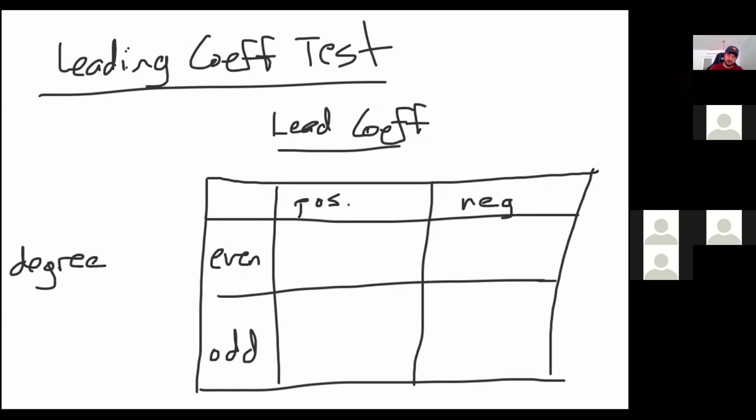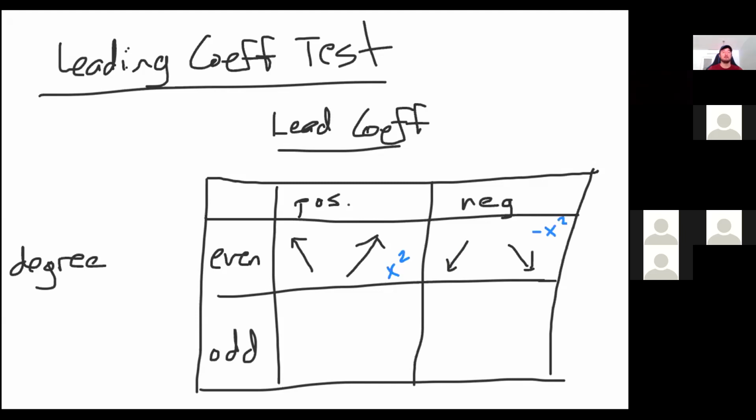If we're positive and even, then both my tails are going up. In this case, you can think of something like the graph of x squared. X squared is an even degree polynomial. Leading coefficient is 1, it is positive, and we know the parabola just keeps going up. However, if I have an even degree and a negative coefficient, they go down.